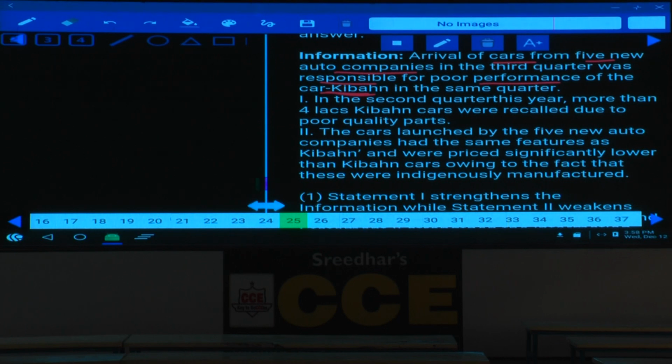Then what is the first one here? In the 2nd quarter this year, in the same quarter. In the 2nd quarter this year, here it is talking about the 2nd quarter this year, and the information is talking about the 3rd quarter, here it is the 2nd quarter.